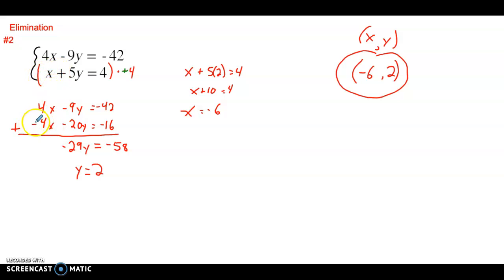So what that would do is make that a positive, it would make this a positive 20y, it would make this a positive 16. When you get the variables to be the exact same, you're not going to add these two equations, you're going to subtract them. 4x minus 4x is still 0x. We still eliminated that. That's our goal, to eliminate one of those variables.